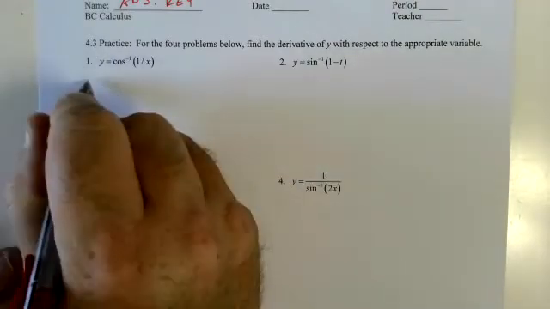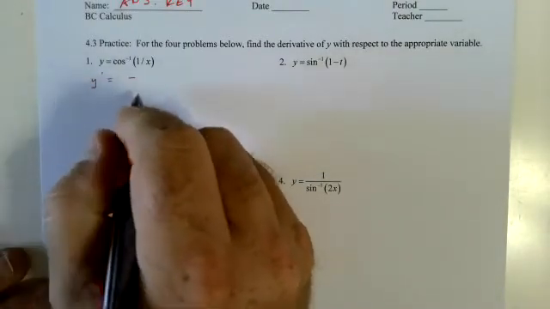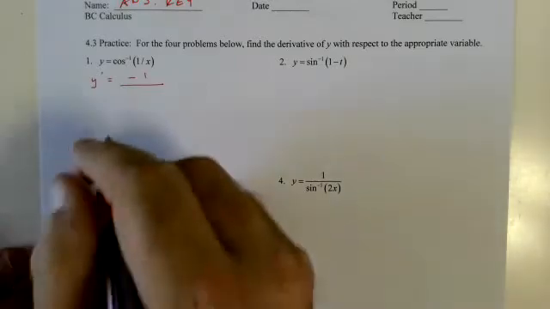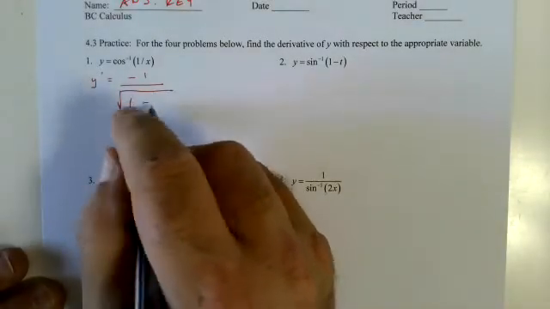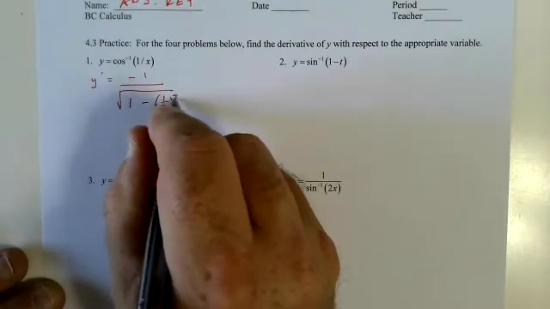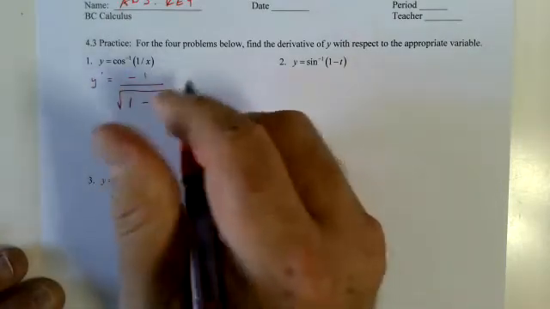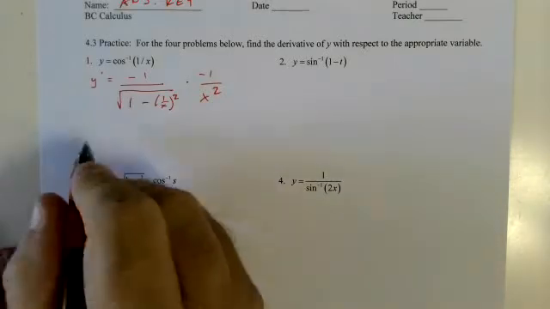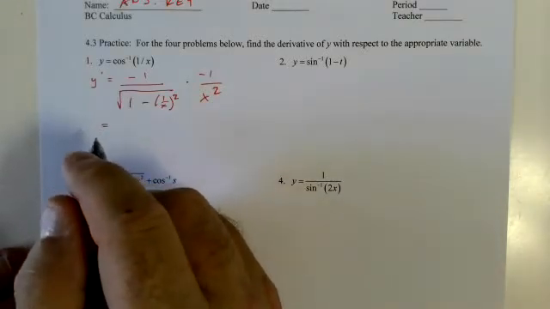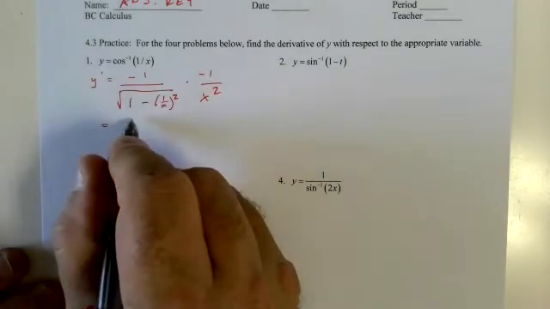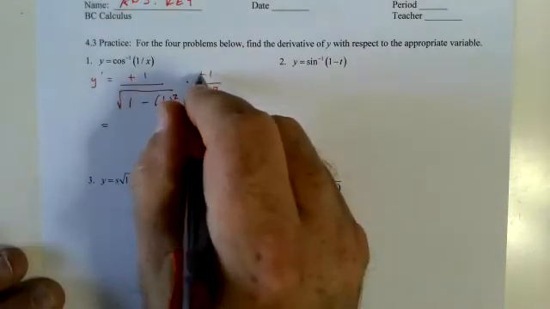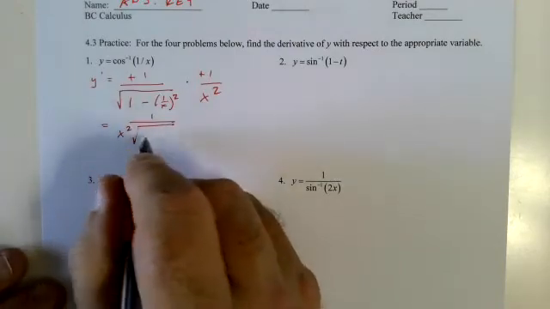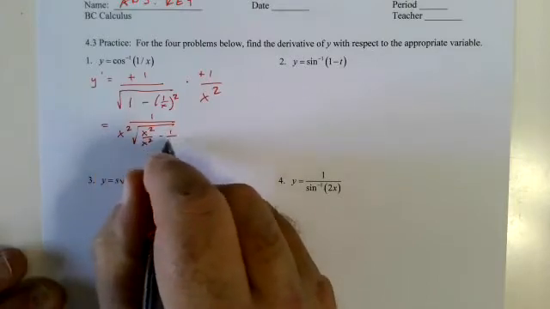The derivative y prime equals negative 1 over the square root of 1 minus 1 over x squared, and then times the derivative of x to the negative first, which is negative 1 over x squared. We do all this funky simplifying from here, just so you're on the same page. We get a positive here, 1 over x squared. We change this inside to x squared over x squared minus 1 over x squared.